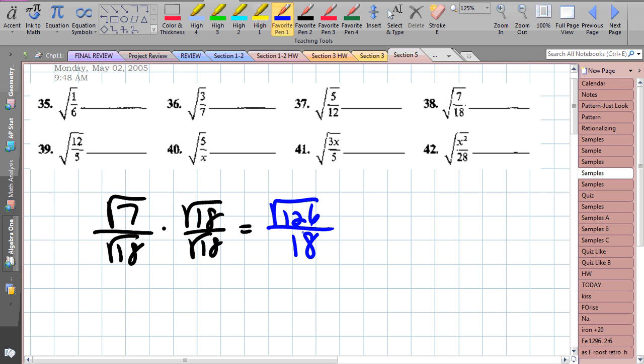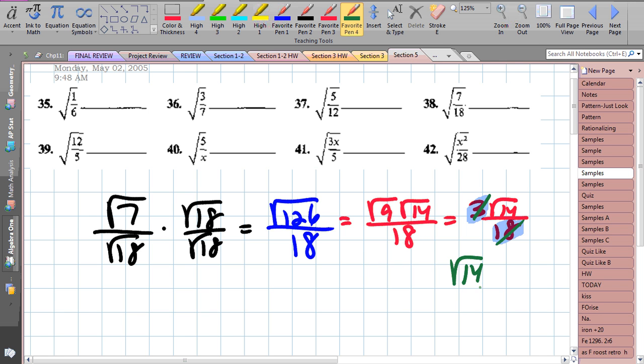Now I have to ask myself, can 126 be simplified? And so is there any factors of 126 that are perfect squares? And the answer is yes. And notice it's 9 times 14. 9 times 14 is 126 all over 18. And we're still not done. Why? Because radical 9 is a perfect square. That's 3 radical 14 all over 18. And we're still not done, because 3 and 18 could be simplified. 3 goes into 18 6 times. So it's radical 14 all over 6. Well, that was the first way I wanted to show you.